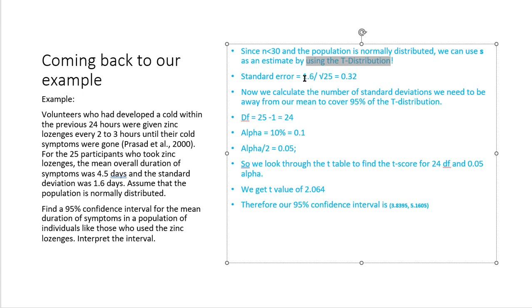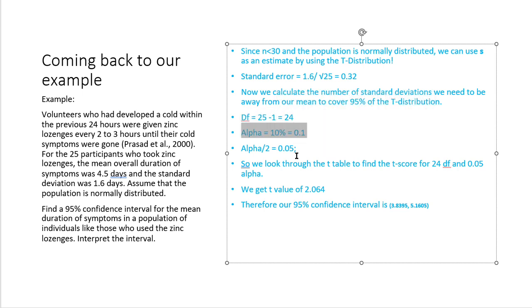We're going to use the t distribution. Standard error is calculated the exact same way: divide by the square root of the number of samples. We get 0.32. Now we calculate the number of standard deviations we need to be away from our mean to cover 95% of the t distribution, also known as our t-score. First we calculate our degrees of freedom, which is 25 minus 1, 24. Like I said, degrees of freedom is n minus 1, so 24.